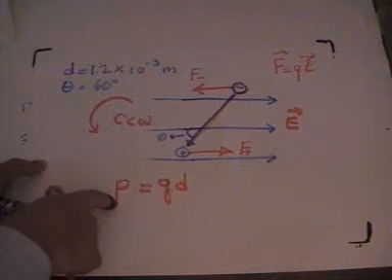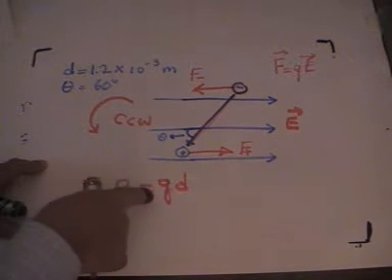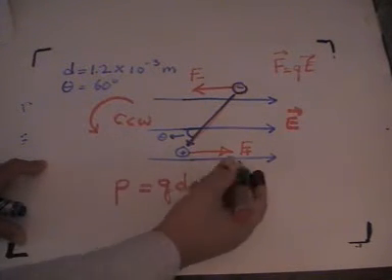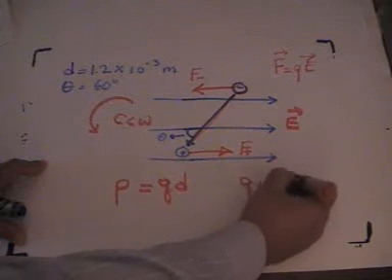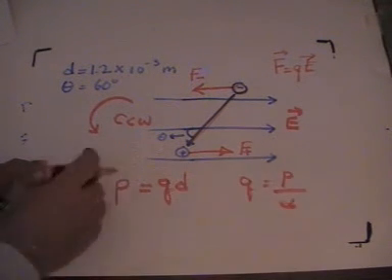And P is given also. P is 1.4 times 10 to the minus 12. So from there I can find Q, which is simply equal to P divided by d. Okay, that's the first question.